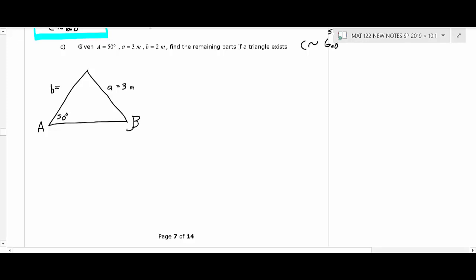And this is going to be 2. It doesn't matter which angle is the B and which one's the C. So I've got that. That's the setup of the problem. Those are the 3 parts of this that I have.